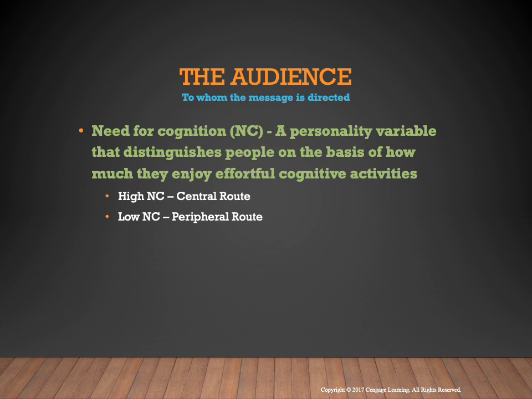Need for cognition. To whom is the message directed? One of the factors that influences the route of persuasion is need for cognition. Need for cognition, or NC, is a personality variable that distinguishes people on the basis of how much they enjoy effortful cognitive activities. As you've probably guessed, individuals with a high need for cognition are more likely to take the central route to persuasion, whereas individuals with low need for cognition are more susceptible to the peripheral route of persuasion.